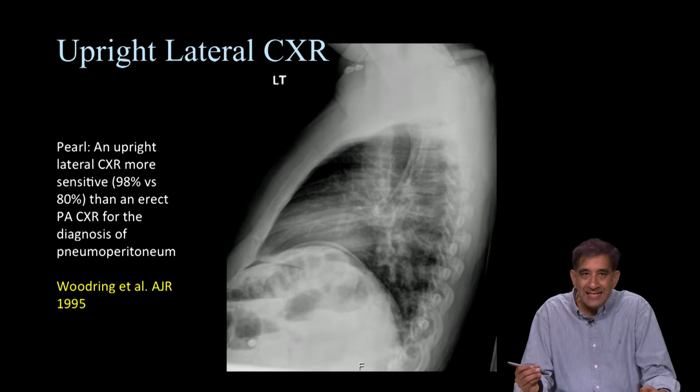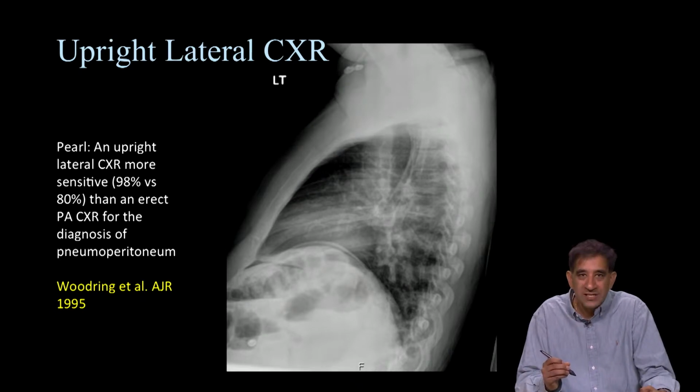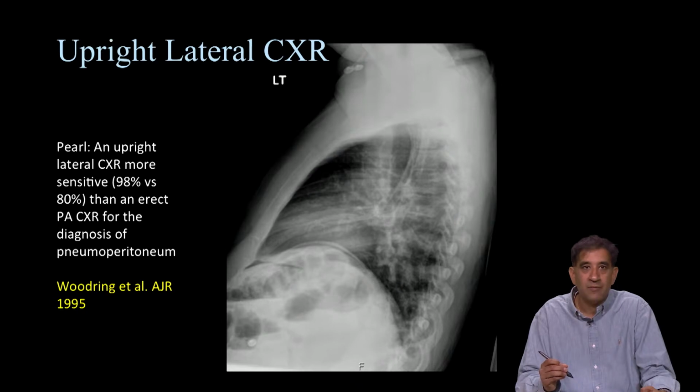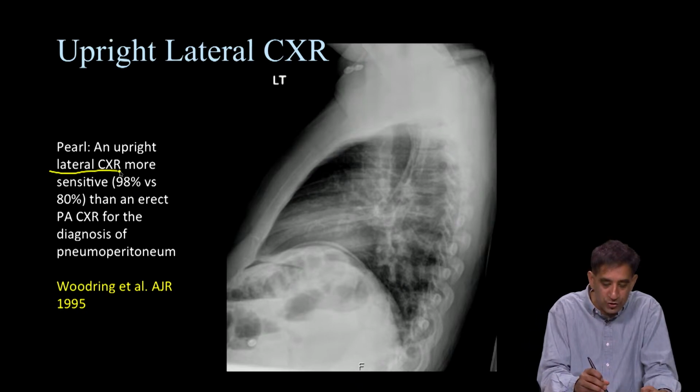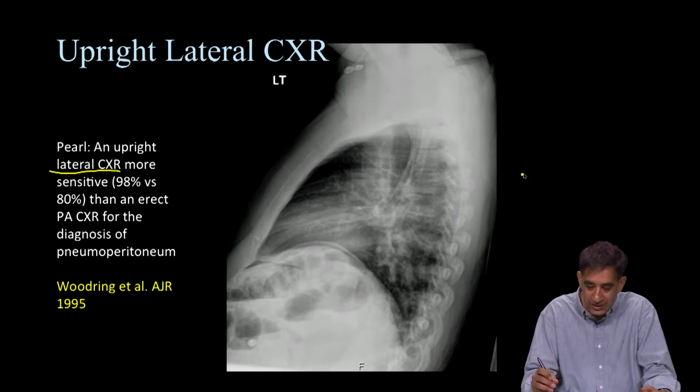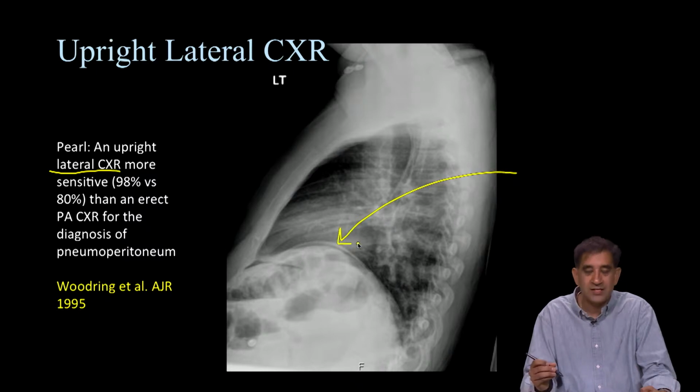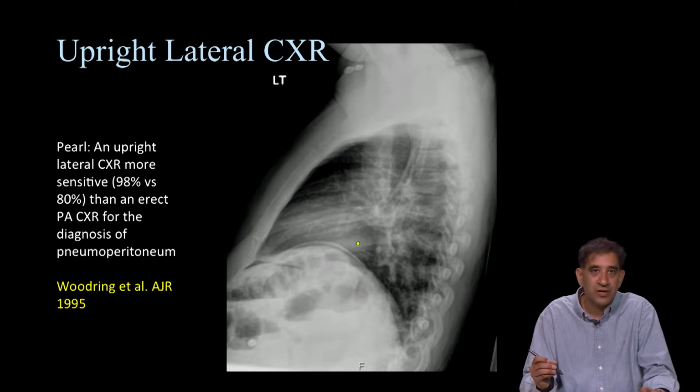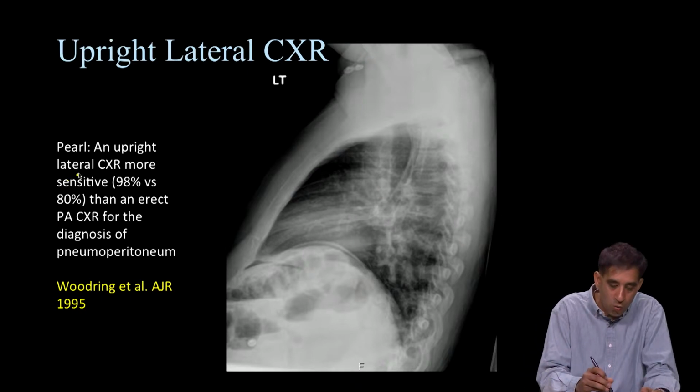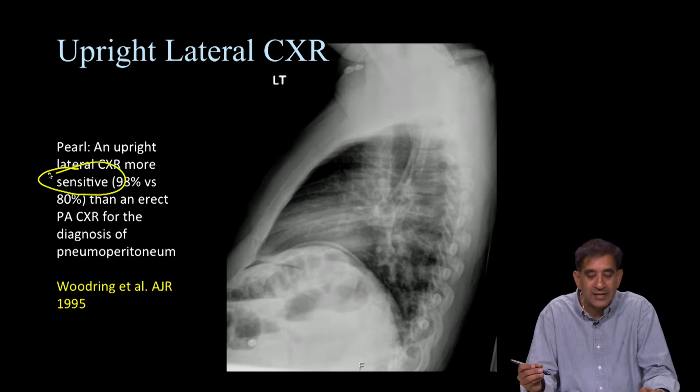One little hint or way of making the diagnosis, if you suspect that the patient might have pneumoperitoneum, is to get a lateral chest X-ray as well. And you can see here on this lateral chest X-ray this little crescent of air hiding underneath the diaphragm. And the reason to get the lateral chest X-ray is it's actually more sensitive than an erect posterior-anterior chest X-ray for the diagnosis of pneumoperitoneum.